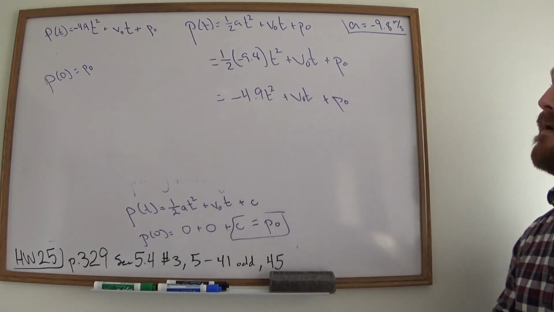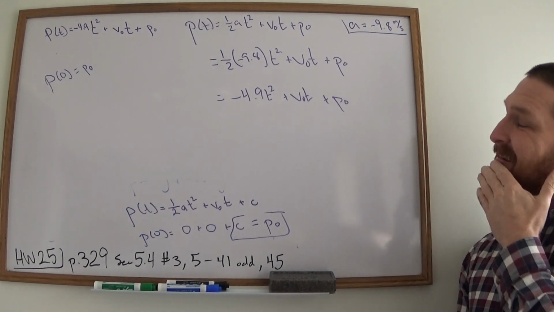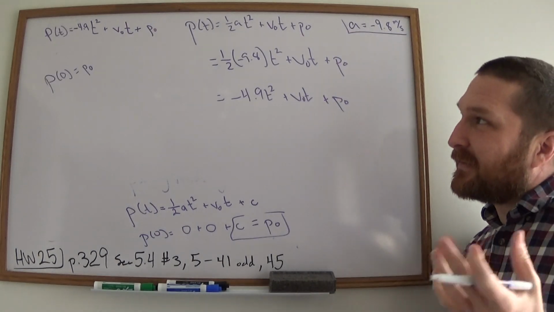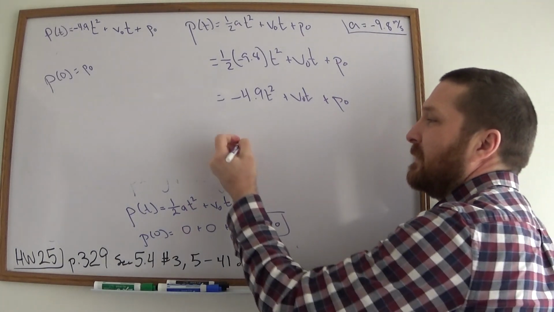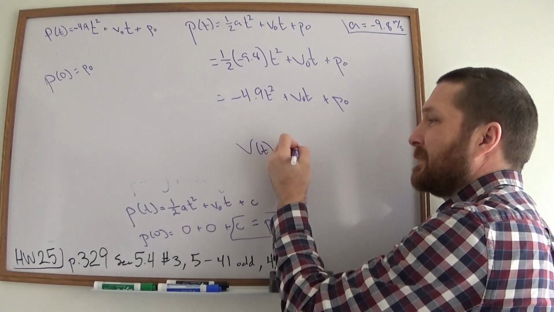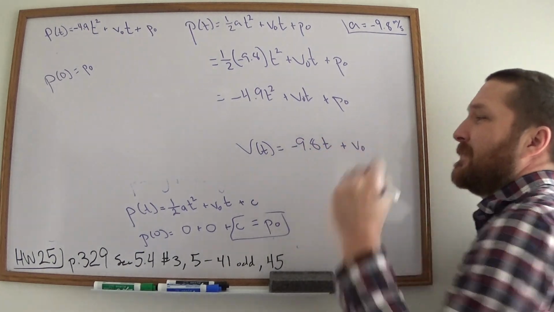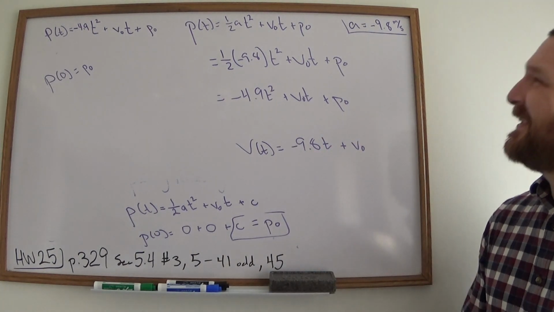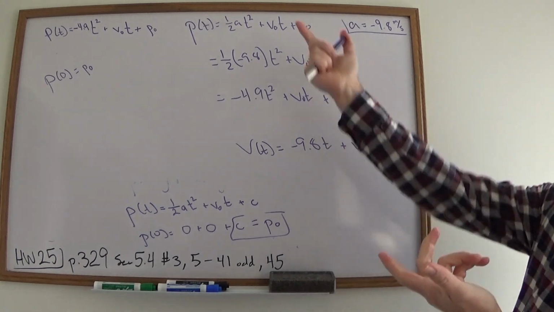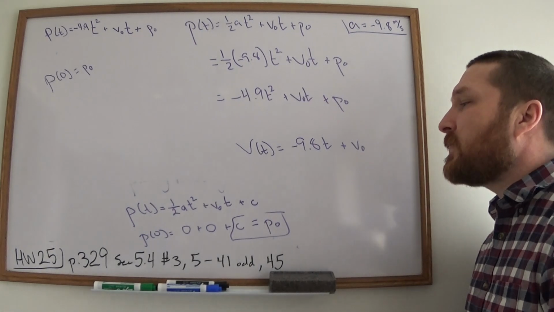So we were really doing calculus the whole time. And then they would say, magically, the velocity is equal to negative 9.8 t plus v0. It's like, yeah, it is, right? You take the derivative of that and you get that. That's interesting, right? And so that's where that comes from.